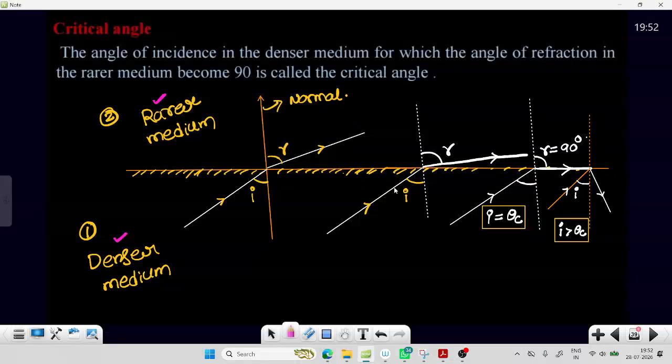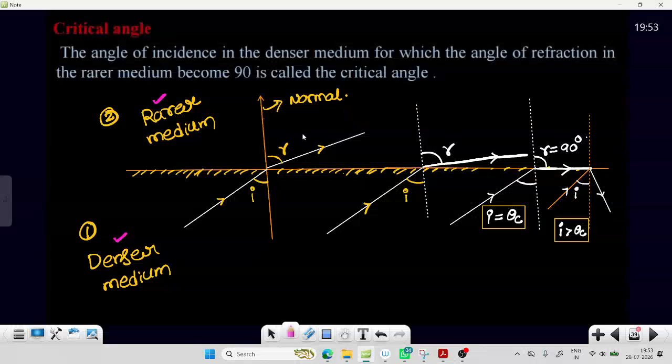If you consider the light moving from rarer to denser, which direction will the light ray bend? Towards the normal. If it moves towards the normal, is there any chance for the light ray to be reflected back? No, sir. So only because of this bending phenomenon, TIR happens. When the light ray moves from denser to rarer only, total internal reflection takes place. In any other case, TIR does not happen.